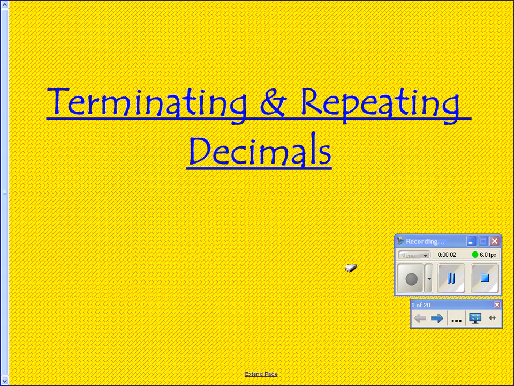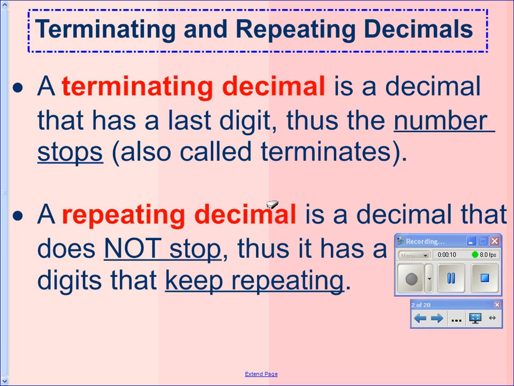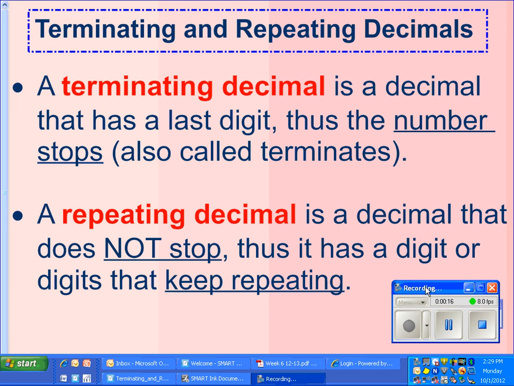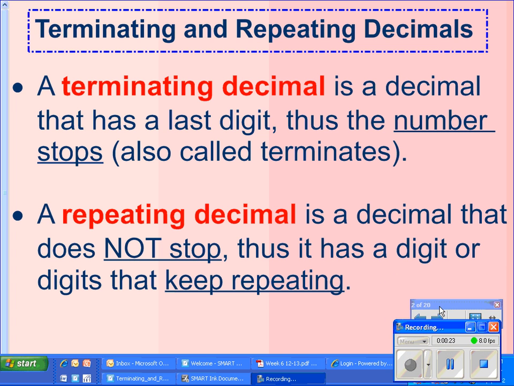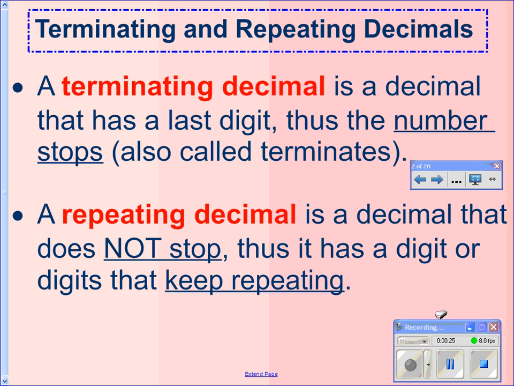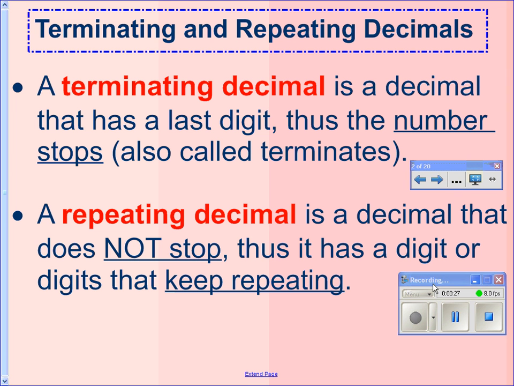Today we're going to be dividing decimals with terminating and repeating decimals. A terminating decimal is a decimal that has a last digit, so the answer stops or the number stops. A repeating decimal is a decimal that does not stop. It keeps going and going and going, or it keeps repeating.